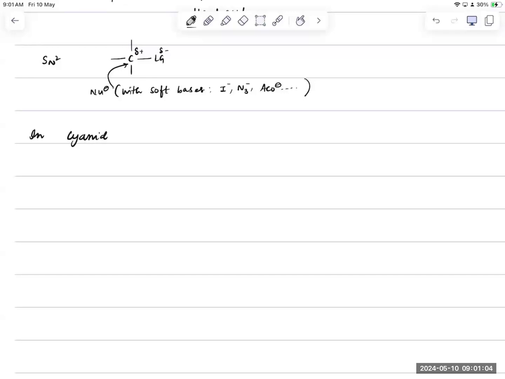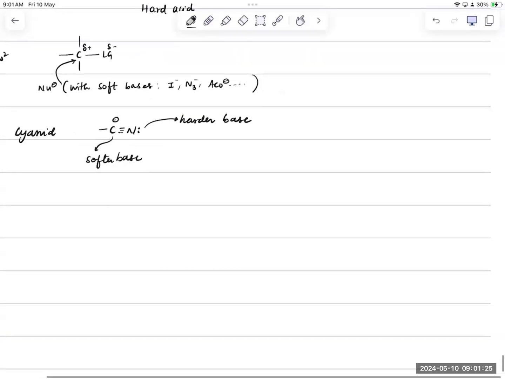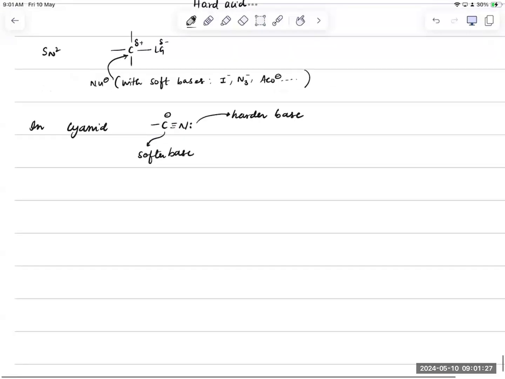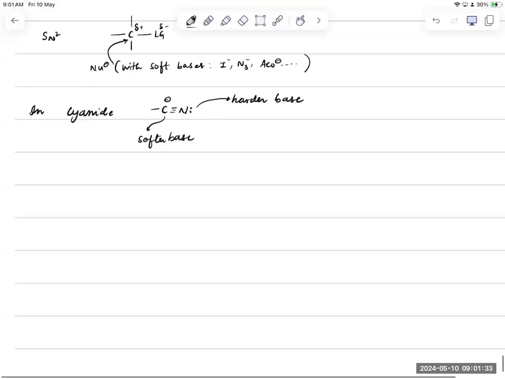Similarly, in the cyanide ion as a complete ion, if you notice, this is a softer base because it is on a carbon here, while nitrogen's lone pair is always the harder base. This is a harder base here because it has more electronegativity, so it is less likely to get polarized. This is in cyanide.